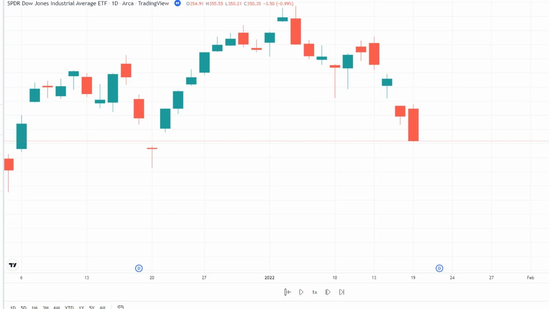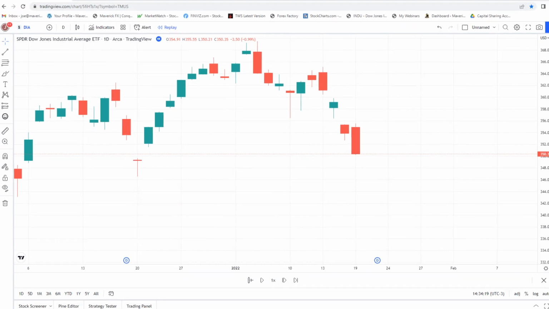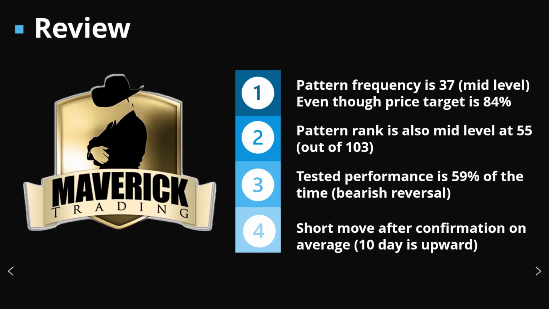All right, guys, so a couple of examples on the same chart. It's kind of neat to see those, but just some food for thought as you go back out. So let's do a quick review and see what we came away with. So the pattern frequency is 37. It's mid-level, which makes it much more rare than the common doji that we've seen in the top 10. Even though price target is 84%, the frequency is light.